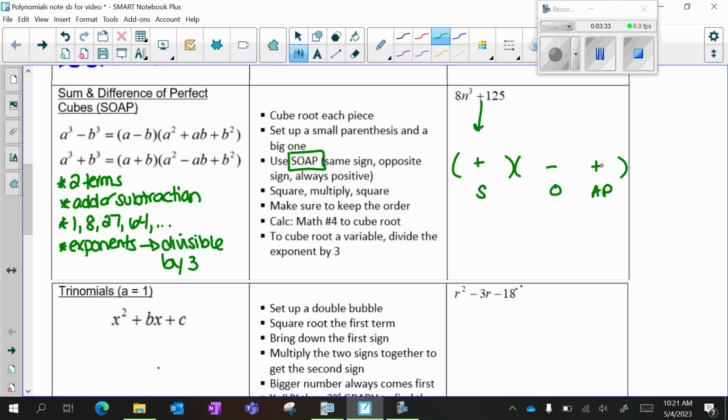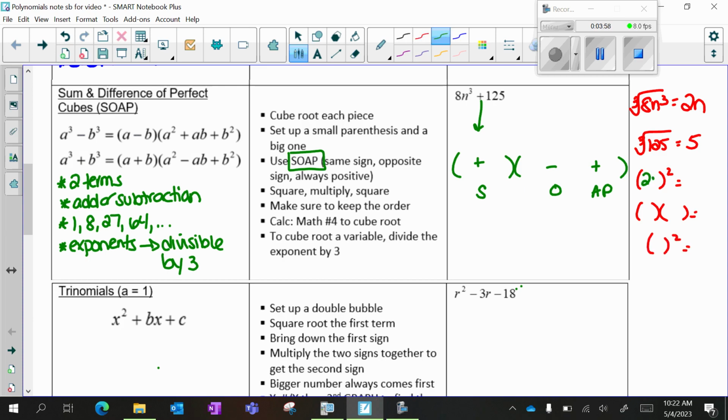And then I'm going to set up my scrap work over on the side. So I'm going to cube root each piece. If you need to cube root the numbers on your calculator, it's math 4. The cube root of 8n cubed is 2n. The cube root of 125 is 5. Then I'm going to square, multiply, square.